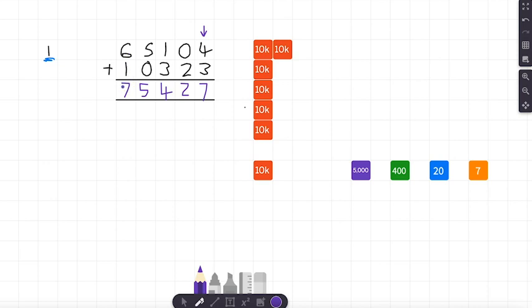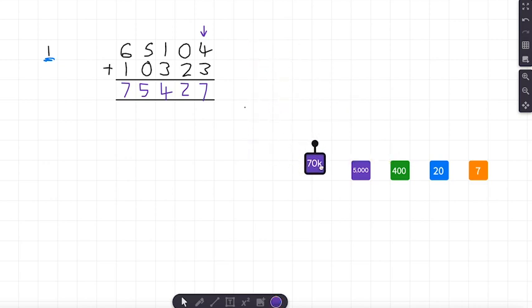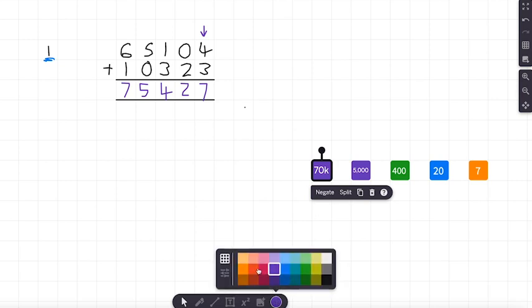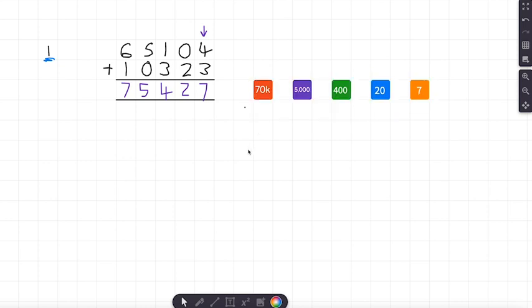And now we come to the 10,000 column, with 6 plus 1 gives us 7, or 60,000 plus 10,000 gives us 70,000. And with the counters, you can see that is our 70,000 and put together. And there we have it. The answer is 75,427.